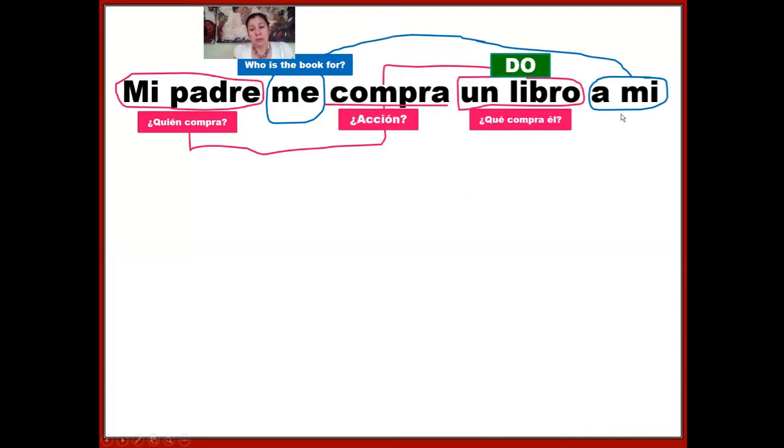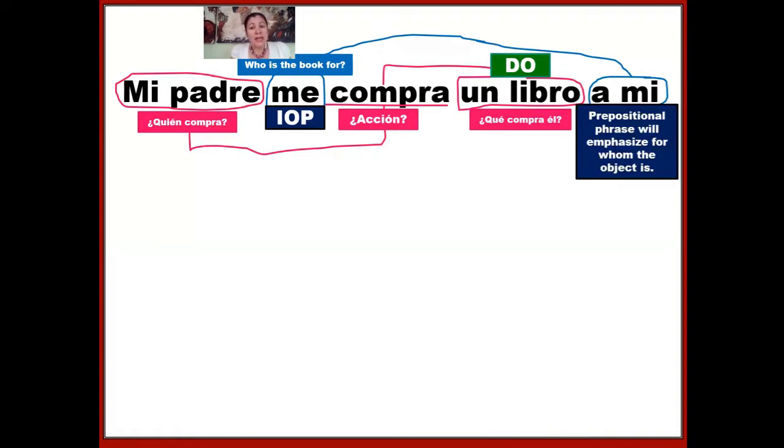And me is emphasized by the prepositional phrase a mí. Me is the indirect object pronoun, and a mí, as I said, is the prepositional phrase that emphasizes for whom the object is. It is called a prepositional phrase because the first element is the preposition a. Let's do it again.